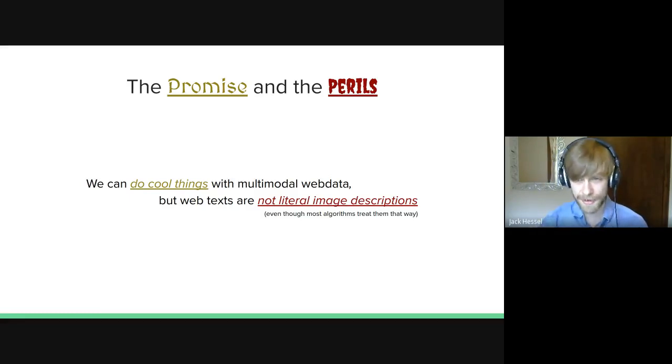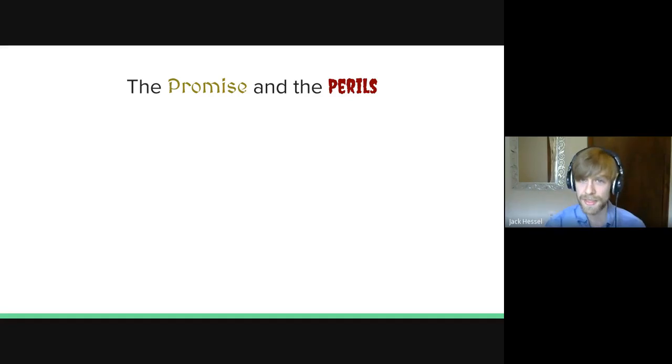But the perilous part of this promise is that web texts are not literal image descriptions. When someone pairs an image with a piece of text, it's a very conscious choice. And despite the fact that most of our algorithms treat web text as literal image description, or don't really reckon with the communicative goals of that image text pairing, I think to move forward in this field, we're going to have to address this in a more head-on way. Good. And so with that, I'll jump into some of the particular projects that I have time to discuss today.